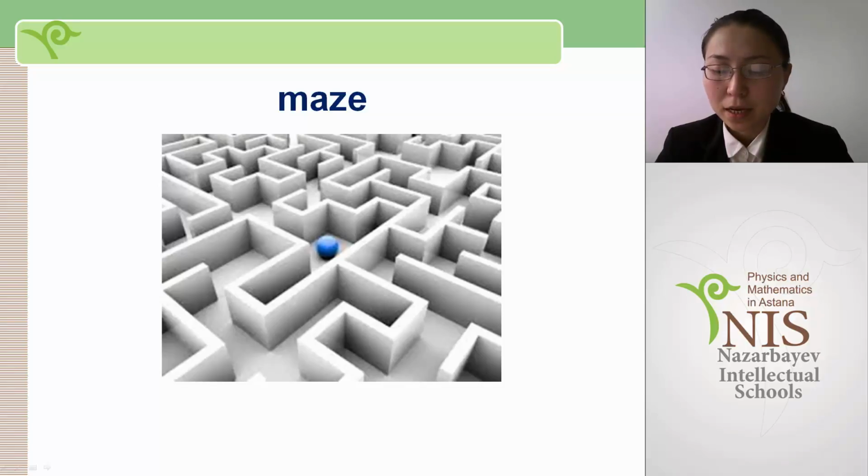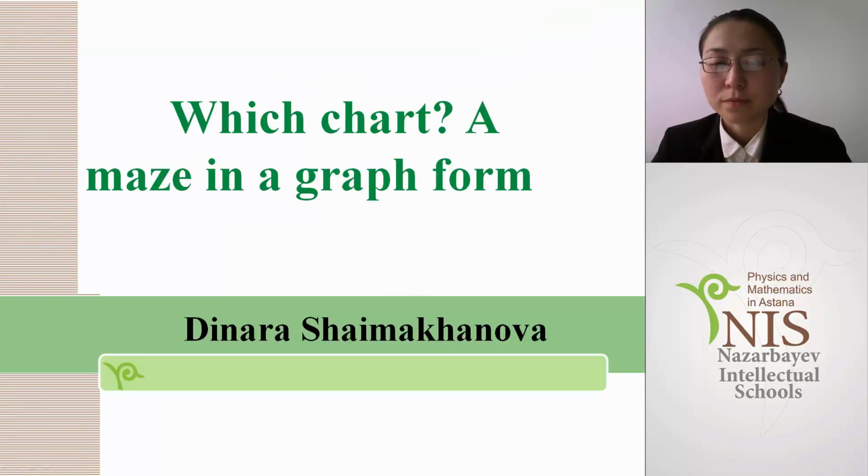Okay. A maze is a place where there are a lot of ways, but only one way is the right. And what about IELTS? IELTS task 1 that we're going to study today is a maze, where we're going to find the right way out. So, today we're going to talk about charts, a maze in a graph form. That means that we're going to talk about IELTS task 1 charts.